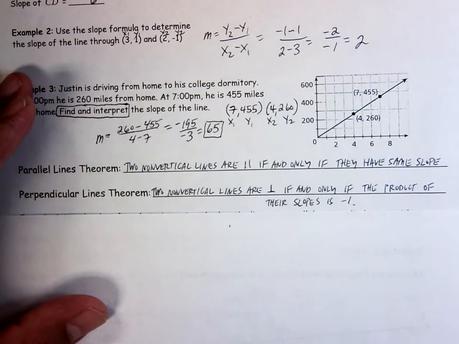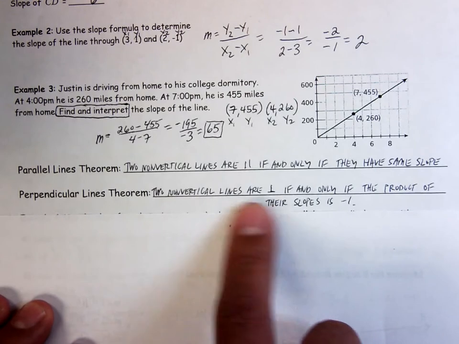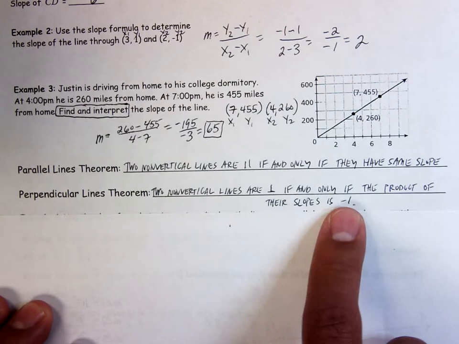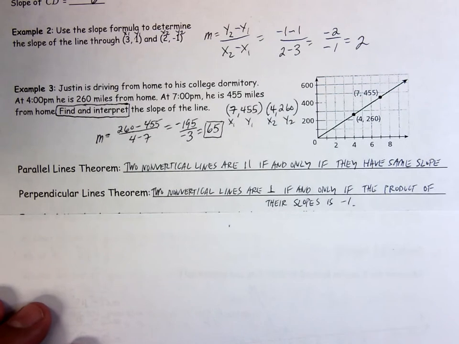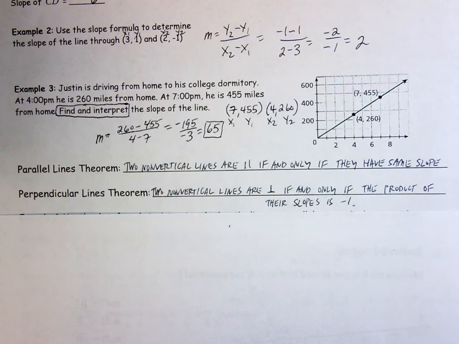Perpendicular: two non-vertical lines are perpendicular if and only if the product of their slopes is -1. So I've got 2 lines. If I know their slopes and I multiply them together and it gives me a -1, my lines are perpendicular. If my slopes are the same, then my lines are parallel.